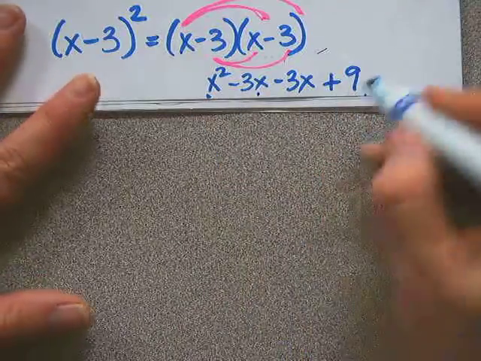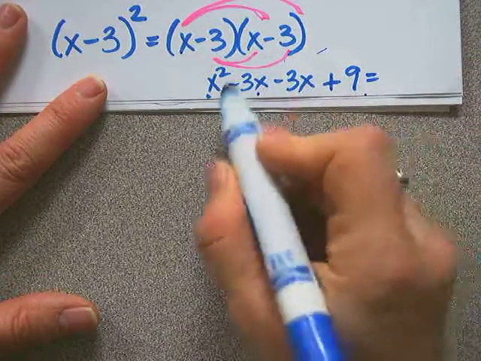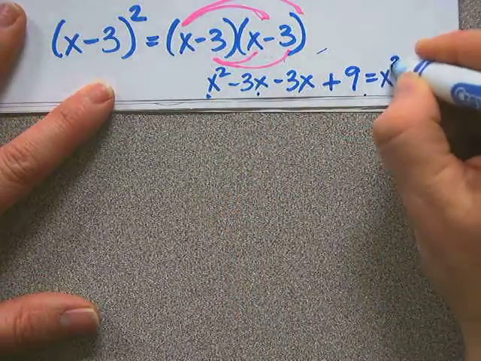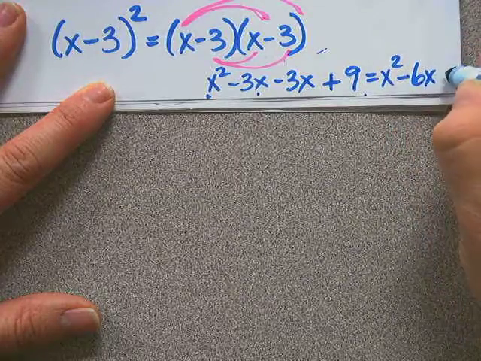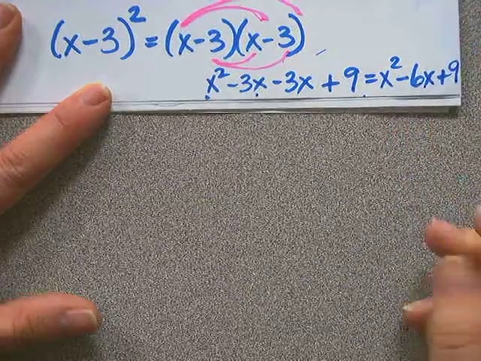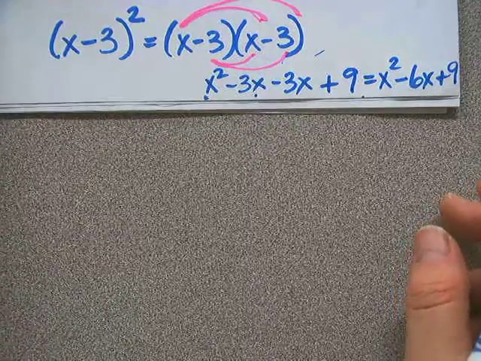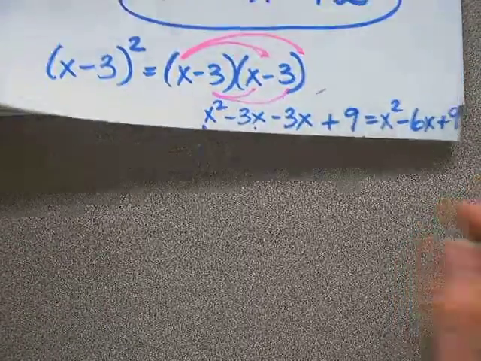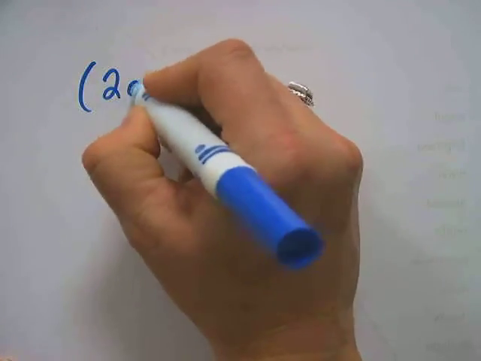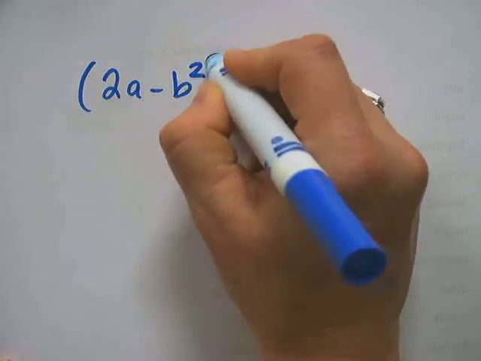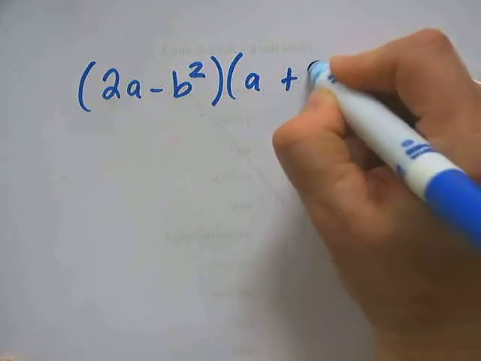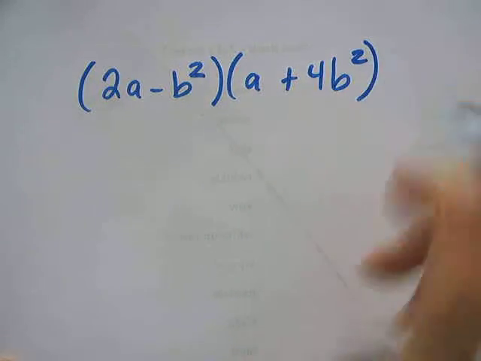So you always want to check, because if you did this correctly, 2 terms times 2 terms should give you 4 terms. So we've got our 4 terms. Now notice the middle 2 terms are alike, so you can add those together. Negative 3x minus 3x is negative 6x. Okay? Alright, we're going to do one more that's a little trickier.